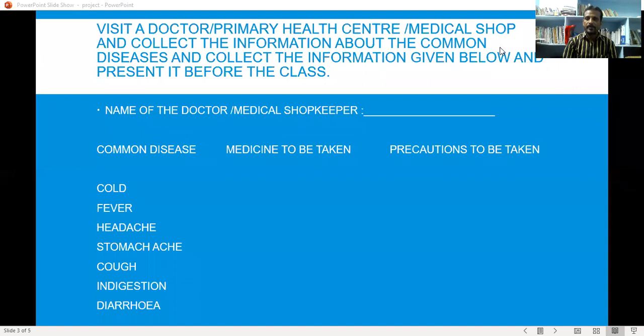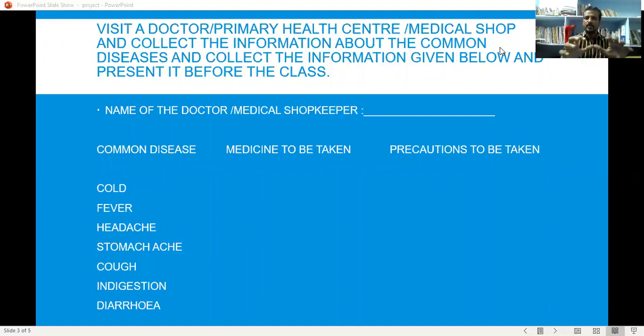So the format prepared will be in this format. You are able to see on the screen. See, first there is the name of the doctor or medical shopkeeper. Write his name and designation, and a table with three columns. Number one, common disease column. Number two, medicine to be taken. Third one, precautions to be taken. I have given some most common diseases over there: cold, fever, headache, stomach ache, cough, indigestion, and diarrhea.